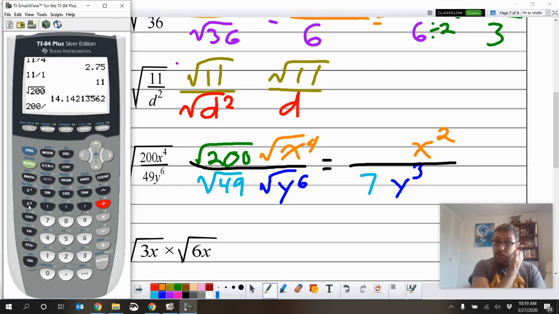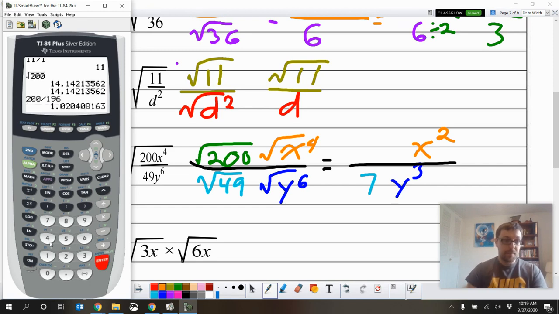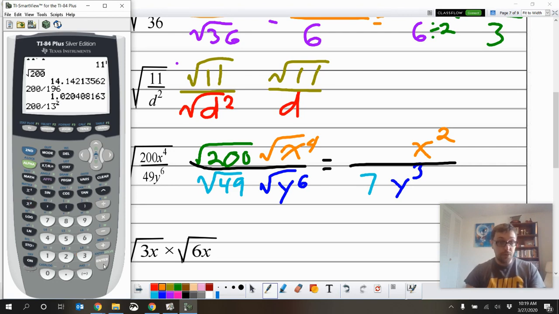We want to divide that thing by a perfect square. So I know 14 squared is 196. That doesn't work. I know 13 squared, and if you don't know what 13 squared is, you can just do 13 and then squared. That'll also work to test out numbers. But hopefully you know your perfect squares up to about 15.